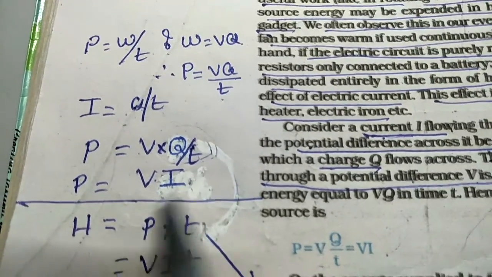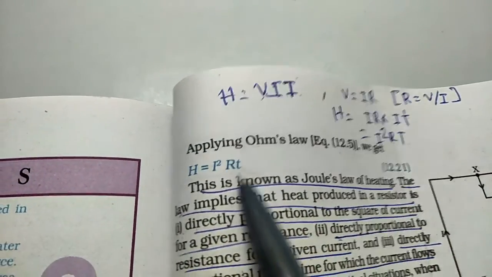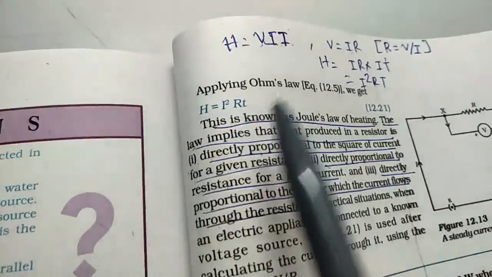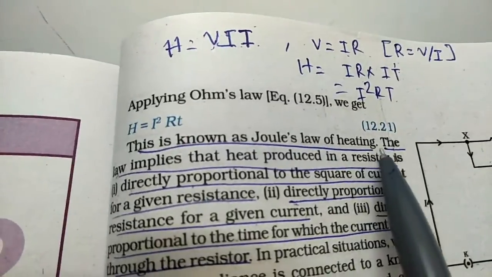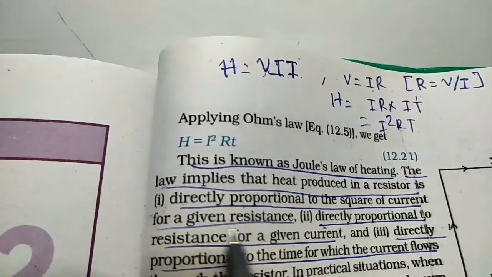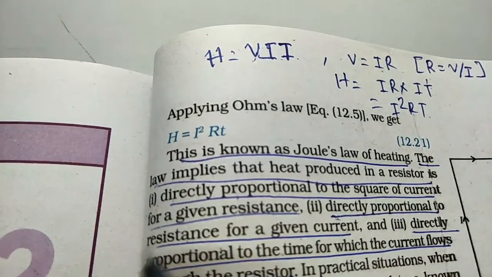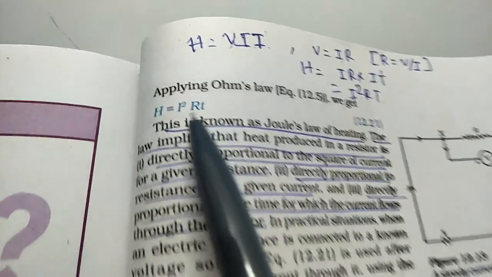So we got three formulas. P is equal to VI, H is equal to VIT, and the next formula is H is equal to I square RT. So three formulas, formula number 1, formula 2 and formula 3. Now this H is equal to I square RT is known as Joule's law of heating. It depends on three factors. It is directly proportional to the square of current, that is I square, directly proportional to the resistance R, and directly proportional to the time taken, that is T. Okay, thank you.